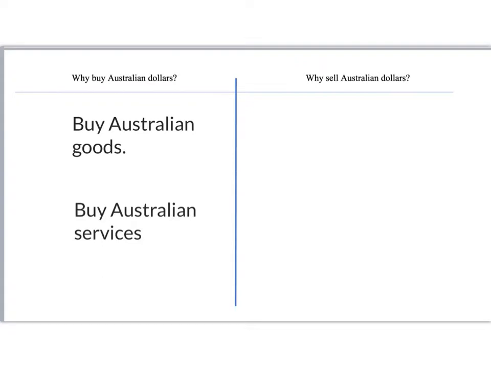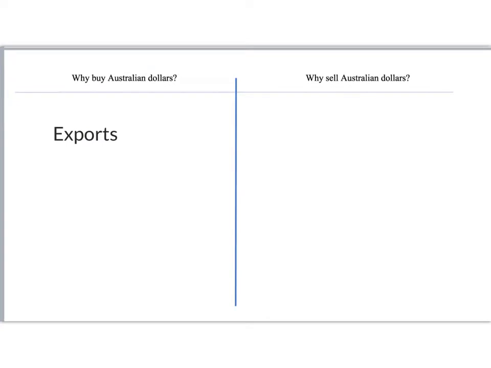Whenever somebody from overseas wants to buy some Australian goods or services, they need to buy the Australian dollars in order to buy the goods and services. And of course, whenever somebody from overseas buys an Australian good or service, that means it is an export from Australia. So exports are the first source of demand for Australian dollars.